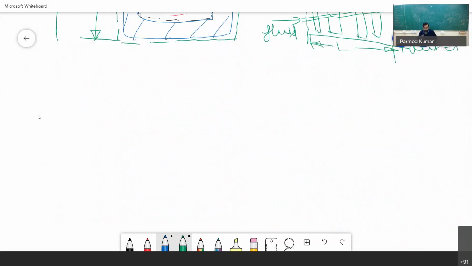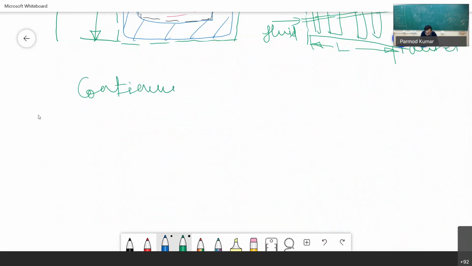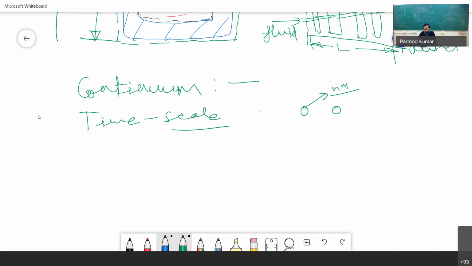So what I have told you, in case of continuum, one I have talked about length scale. Now the question is specifically on the time scale. So let me talk about time scale only. As we know, molecular length scales will be of the order of, for example, diameter, etc. The size of the molecules will be of the order of nanometers or even smaller.